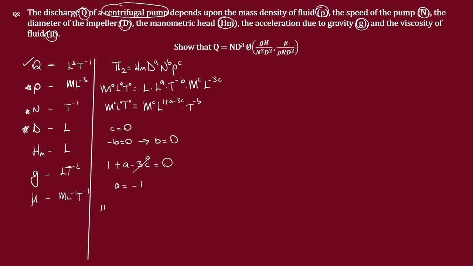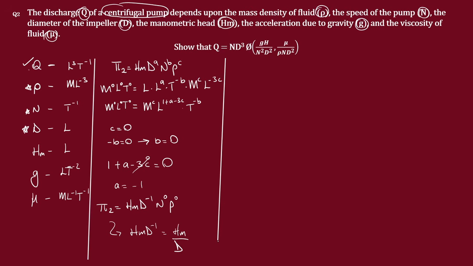So if we were to reinstate our pi term, that's H of m D raised to power a, which is minus 1, N raised to power 0, rho raised to power 0. So that means our pi 2 is going to be H of m D to the minus 1, which is the same as H of m over D. Okay, so now that we solved for pi 2, let's get our third pi term.